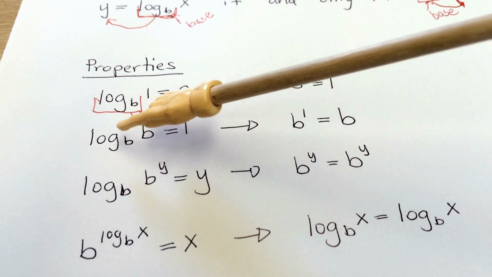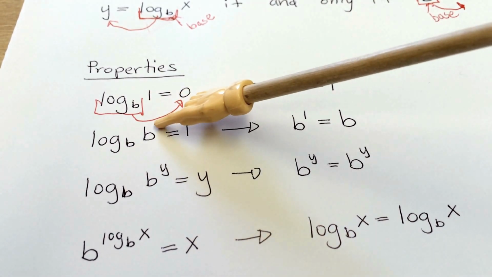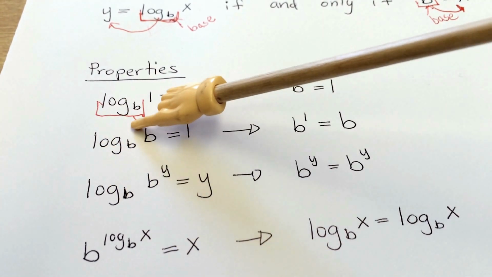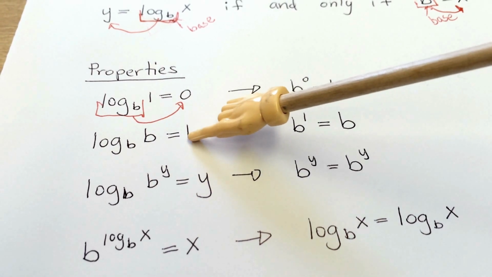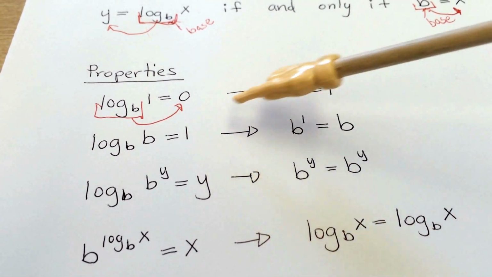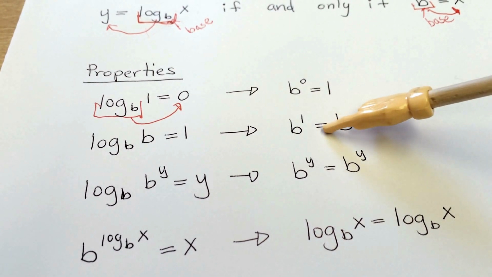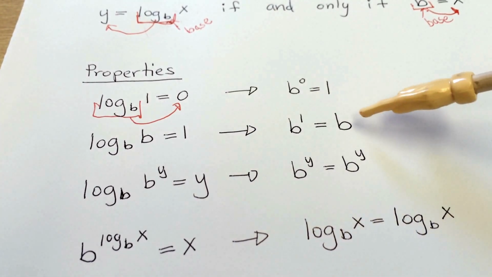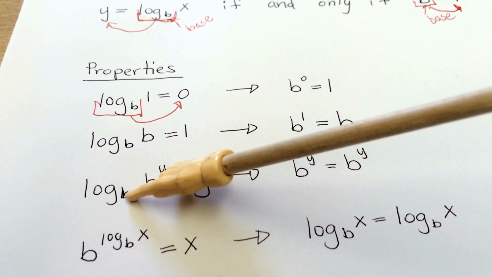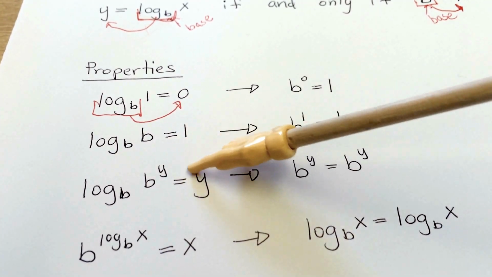Now let's do log base b of b is equal to 1. If I take all of this, log base b, and bring it to the other side of the equal sign, that b becomes this right here. The 1 gets pushed up as an exponent, equals, and then this b, which is by itself, becomes this b right there.